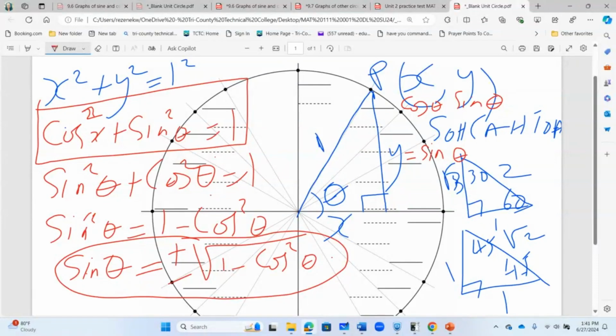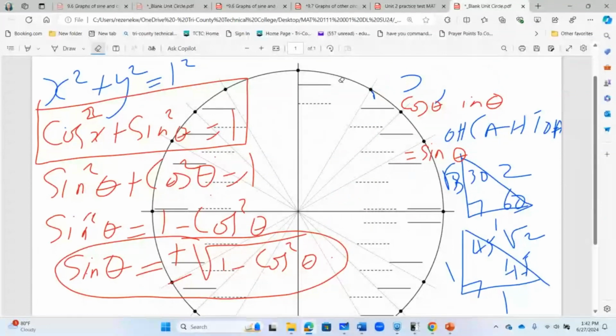Okay. All right, so let me clear the right side. I'm going to clear the right side because actually I don't need them anymore for now.